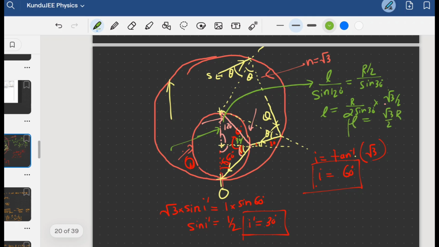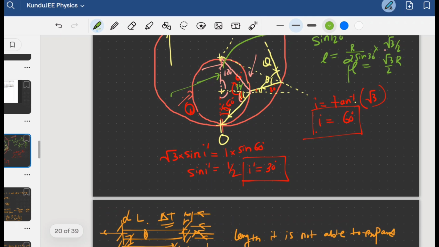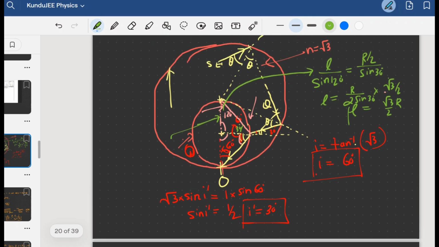Now if I get the value of L, how are we going to use it? We are going to use it in the second triangle, this triangle. L by its opposite angle, that is sine theta, is going to be equal to R by its opposite angle, this one. This is 30, this is 30, so this is 120, sine 120.